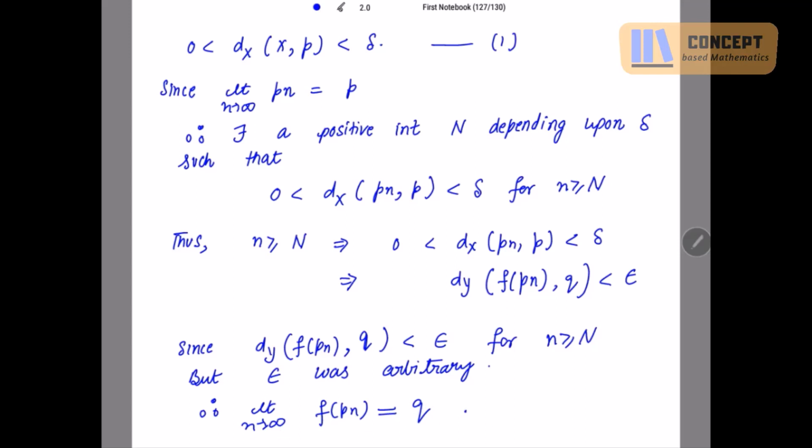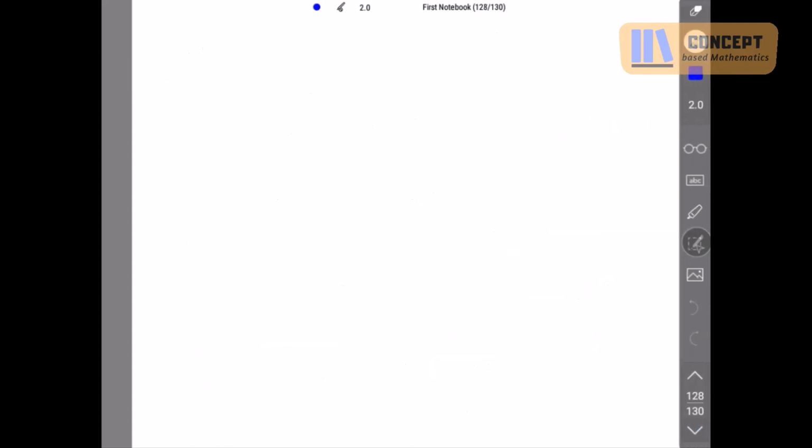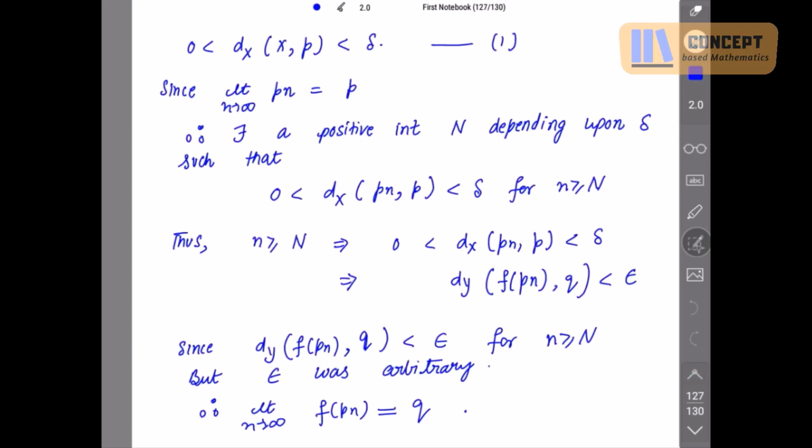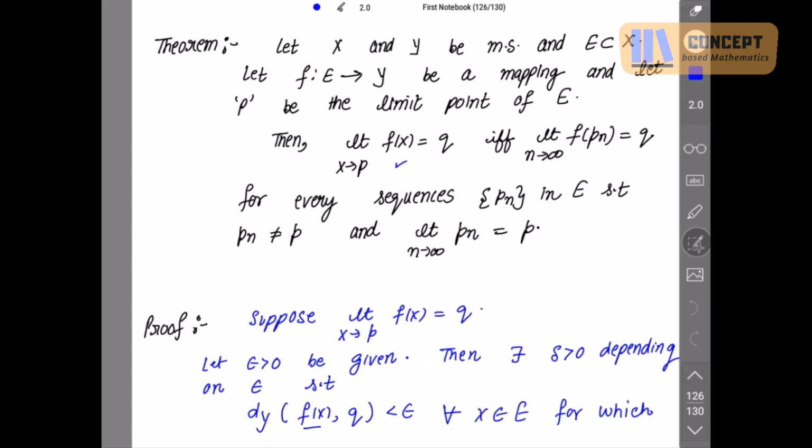This we needed to prove. Now the other way. Suppose the converse: suppose limit n tends to infinity f of Pn equal to Q is given. We have to prove the other result. We prove this result by contradiction, so I will let this limit be not equal to Q.